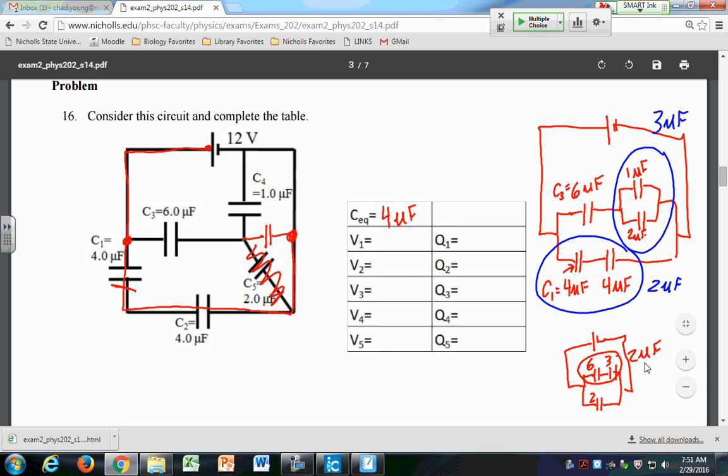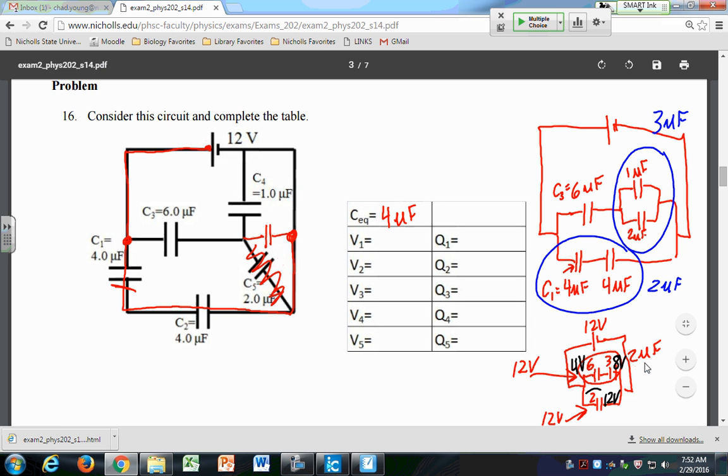Now I have 12 volts here. That means I have 12 volts here, 12 volts. I have 12 volts across the 6 and the 3. So across the 6, I have how many volts? Remember, they have to add up to 12. I'm going to have 8 and 4. The 6 microfarad will have the bigger or the smaller of those? It's going to have the 4, right. So the 6 will have the smaller of those, which is going to be 4 volts. So I have 4 volts here, 8 volts here. I have 12 volts here.